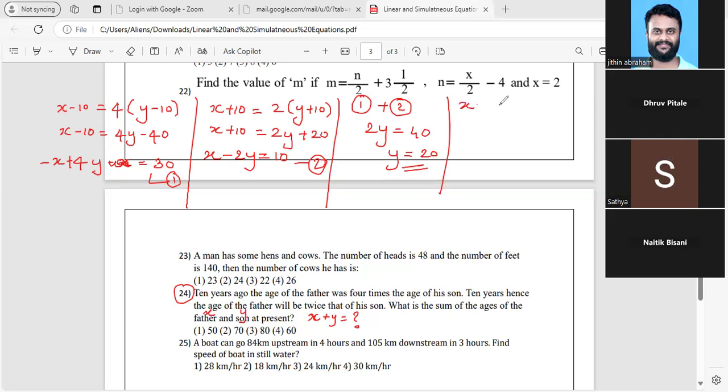x minus 2y is equal to 10. So that gives me x minus 2 into 20, which is 40, is equal to 10. That gives me x is equal to 50. So the father's current age is 50 and the son's current age is 20. That gives the sum of their ages to be 70. Yeah, option 2 is your correct answer.